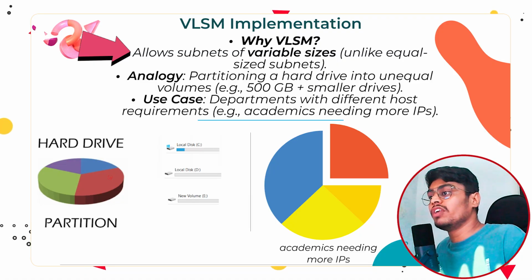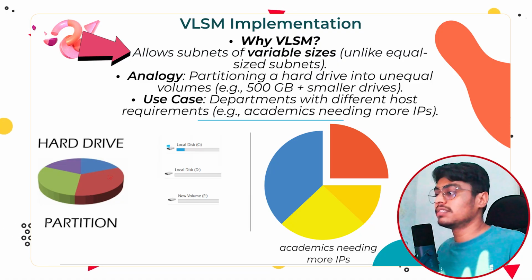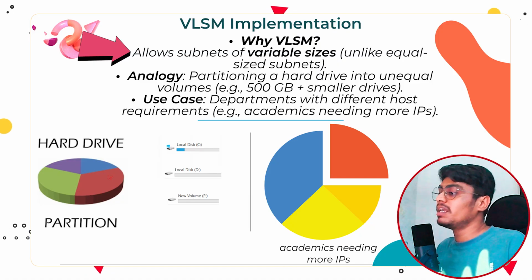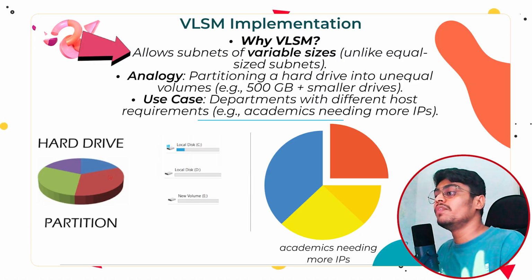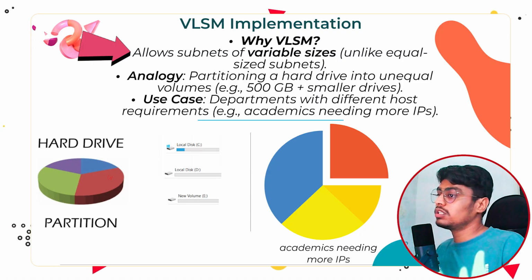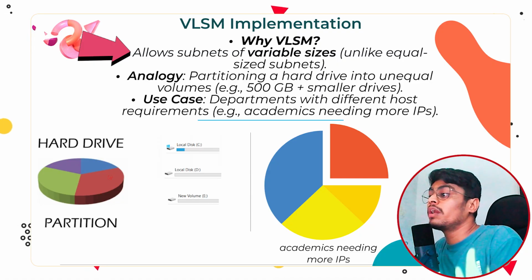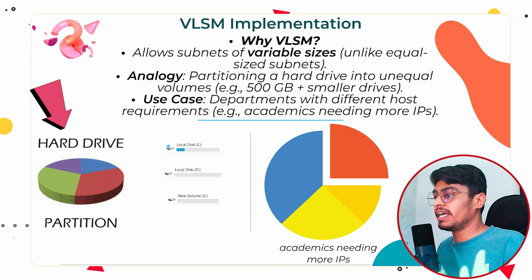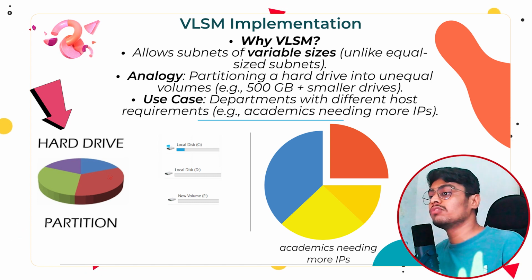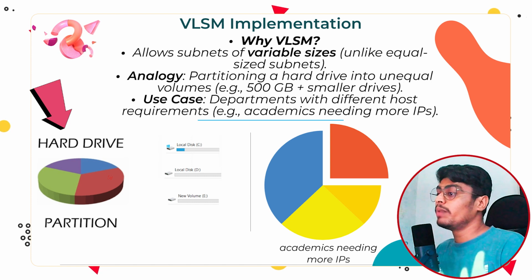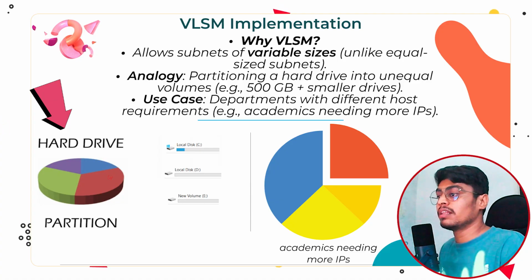Can we make subnets of different sizes according to our needs? Yes. We use variable length subnet masking. In normal subnetting, we divide a network into two equal parts. But think about your computer hard drive. If you have 1 terabyte, is it necessary to make 4 drives each of 250 GB? No. You might keep one drive to 500 GB and other smaller.